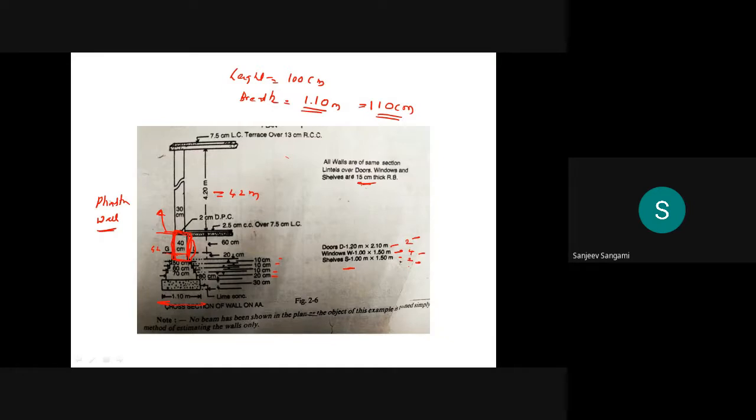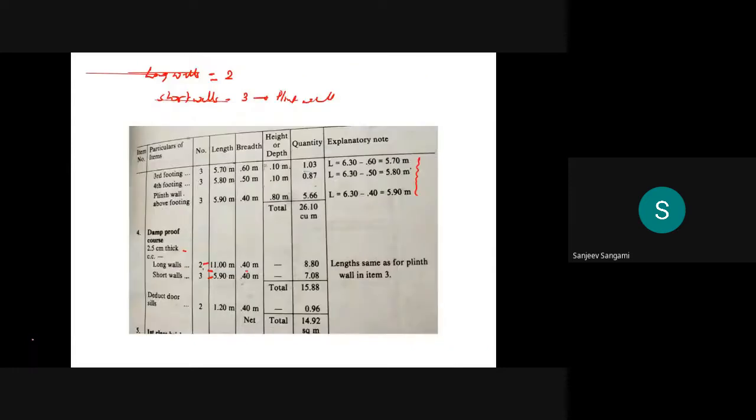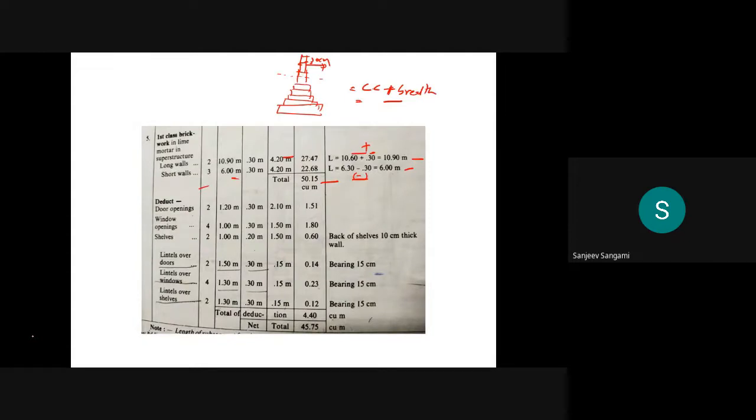They have given the dimensions: door 1.2 by 2.1, window 1 by 1.5, and shelves 1 by 1.5. The same you can do here. For the door openings, that is 1.2, then you have to add the breadth. Then this 1 by 1.5, then check the breadth of that. Then shelves, it is 1 by 1.5, and this one is the breadth.